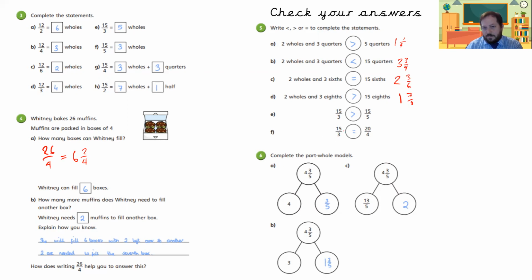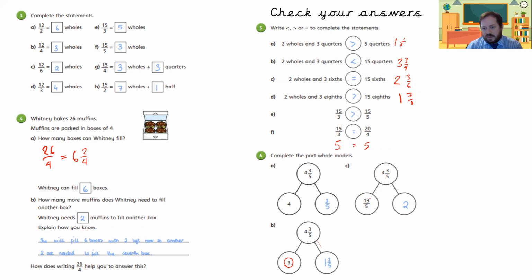15 thirds is the same as 5, because 15 divided by 3 is 5, and 20 divided by 4 is 5. So they equal one another. And this, you're just partitioning the wholes and the parts out in the way that they've done it. Or if they've taken part of it, so in this case, they've got 4 wholes and 1 whole left and the part left.